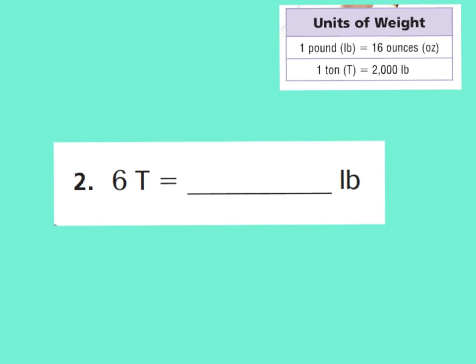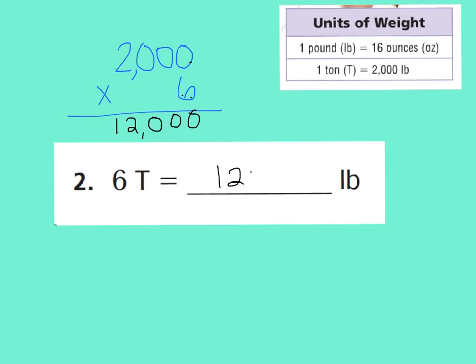Let's go ahead and look at our question. If I know 1 ton is equal to 2,000 pounds, then I'm going to write 2,000 here. This is a value of 1 ton. And if I have 6 tons, what would be my value? Let's go ahead and multiply. 6 times 0 is 0. 6 times 0 tens is 0 tens. 6 times 0 hundreds is 0 hundreds. 6 times 2,000 is 12,000. So you should have said 12,000 pounds.